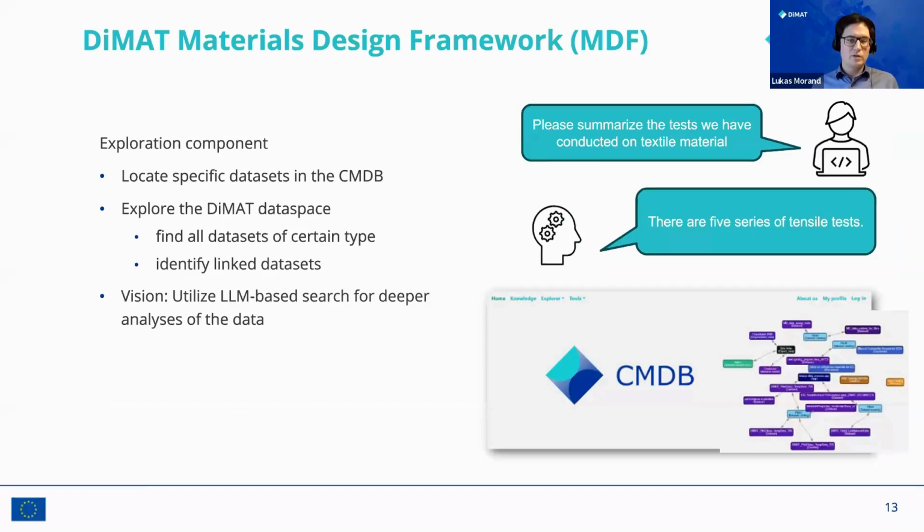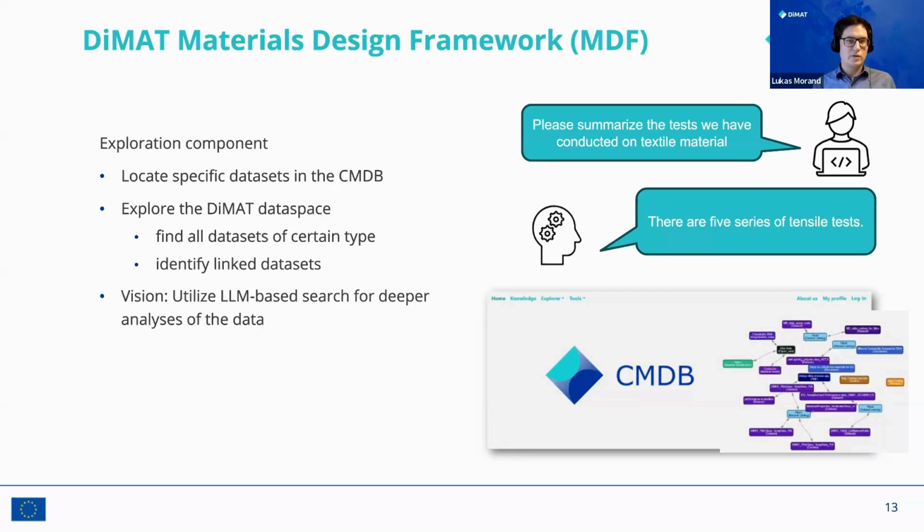Next, I will go a little bit more into detail on the three components and show you what you can do with them. The exploration component is a basic component that you need to explore the data sets in the CMDB, so you can locate specific data sets and find information in the CMDB. You can, for example, find data sets of certain types, or find linked data sets, using simple navigation, a simple free text search, but also using SPARQL queries.